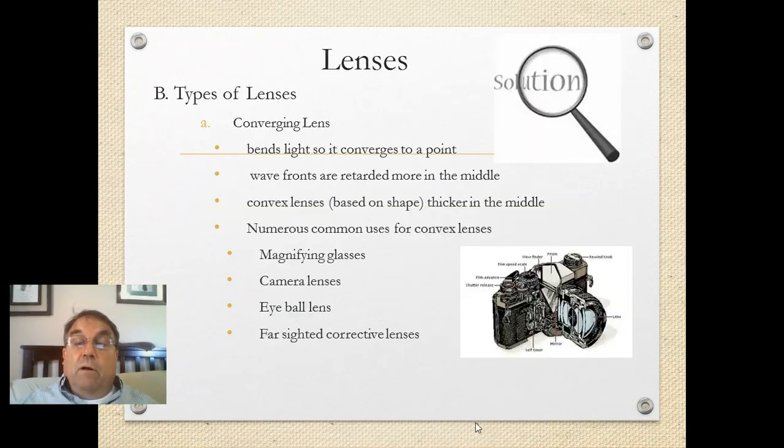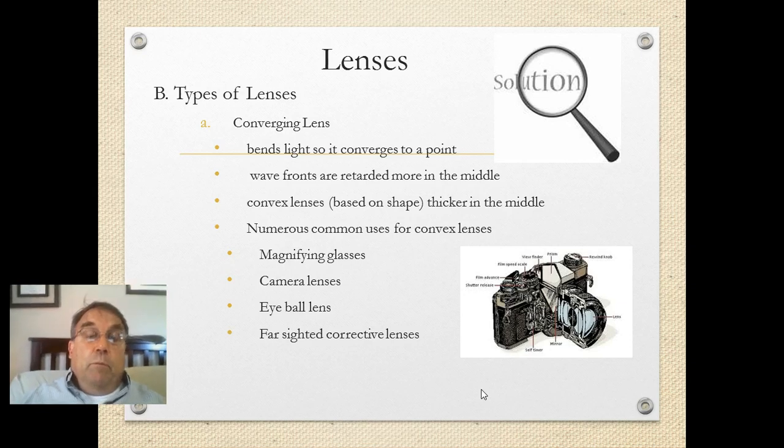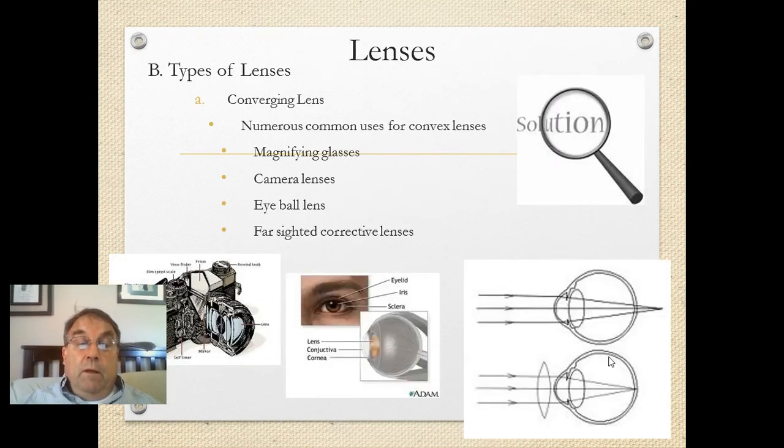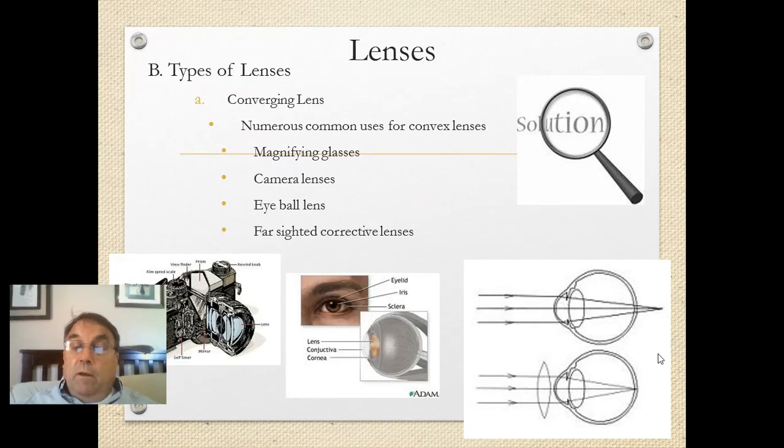Camera lenses are all converging lenses. Your eyeball lens is a converging lens, and then far-sighted corrective lenses. Now, farsightedness means that you can see far, so you need help seeing up close. So reading glasses and bifocals, this lens right here is a converging lens. Okay, so by far, converging lenses are way more common.